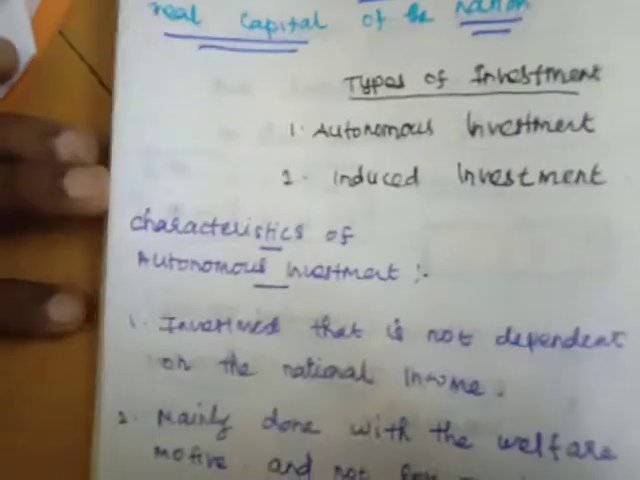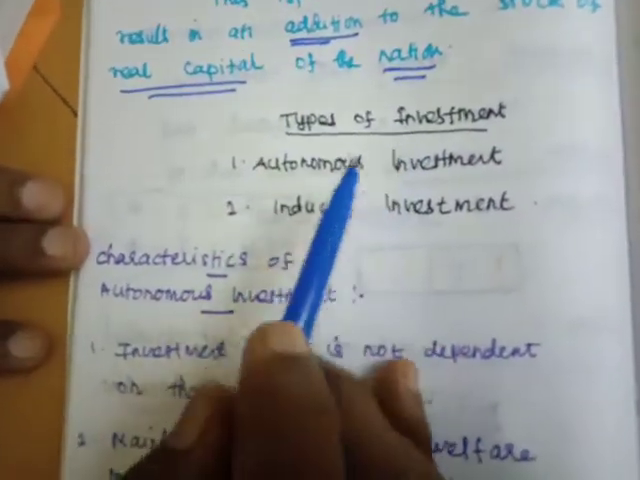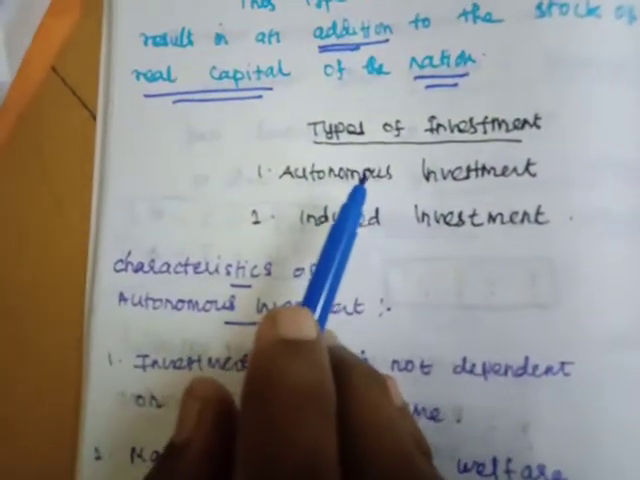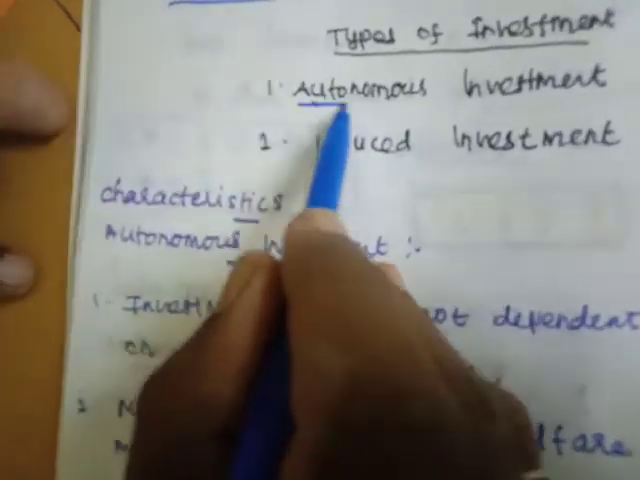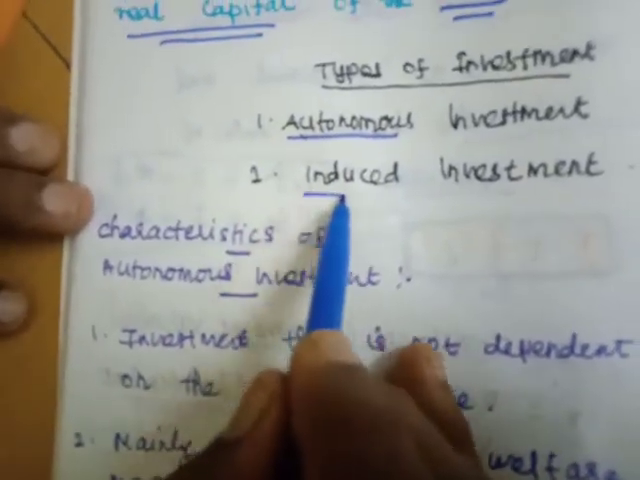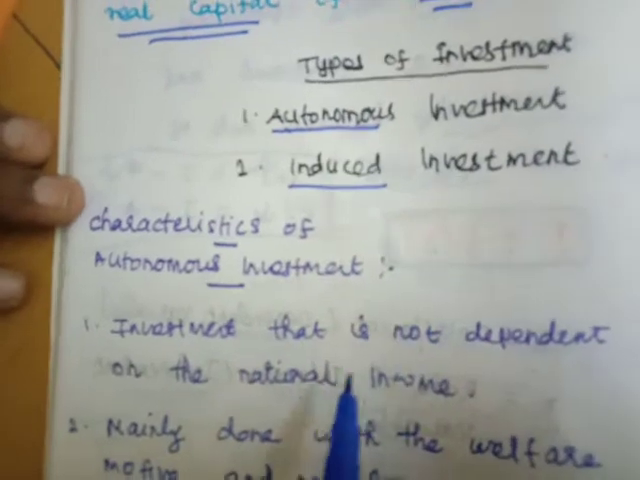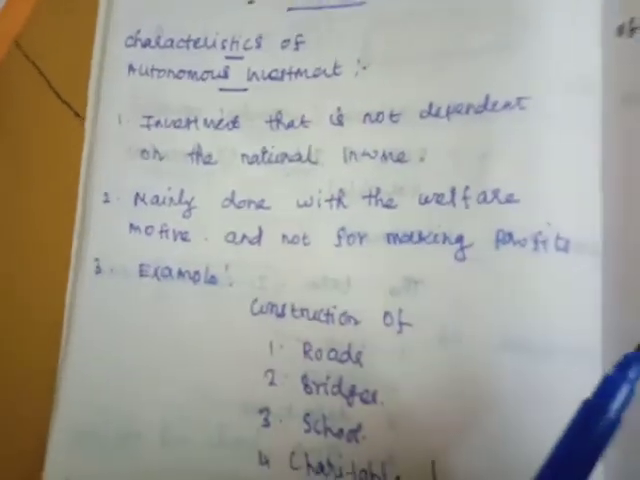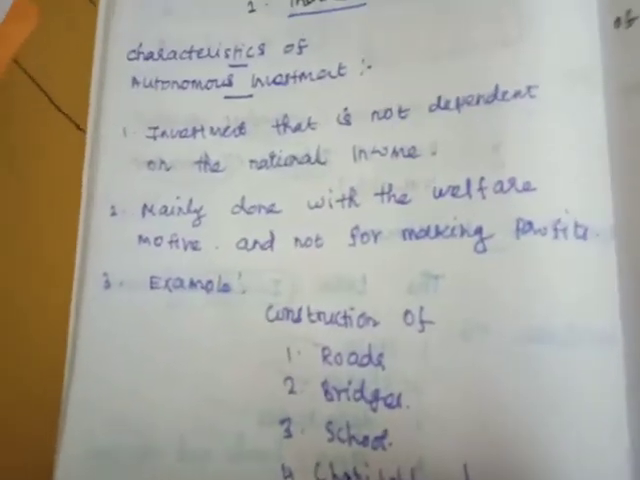And next we will move to the types of investment. Investment is divided into two types. One is autonomous investment, another one is induced investment. And next we will move to the meaning of autonomous investment.